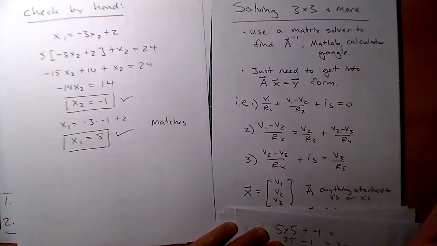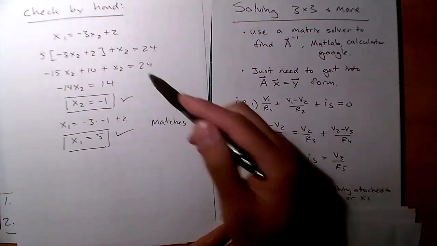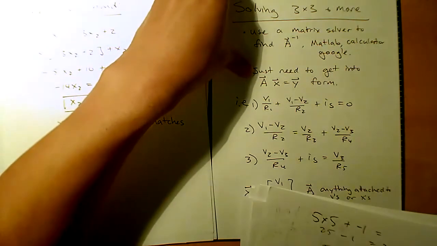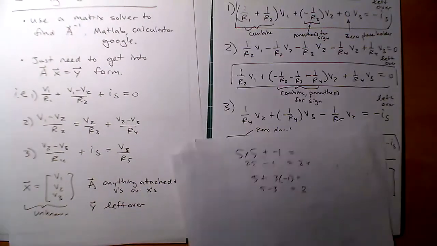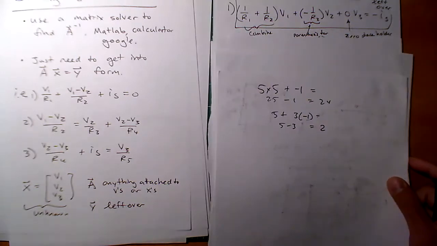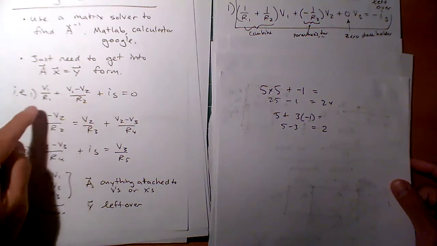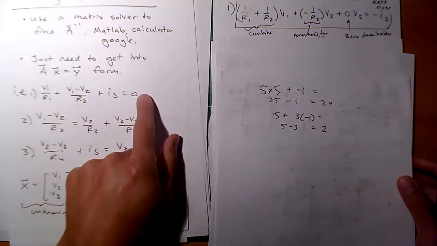Now anything left over, anything not attached to these is going to go to the other side. That's going to be like the Y's, if that makes sense. All right, so let's move to the next slide. And what I'm doing is I'm rewriting this equation. On the left, it's everything where I have something attached to the V's. And I'm going to put on the right side anything that's not attached to the V's.